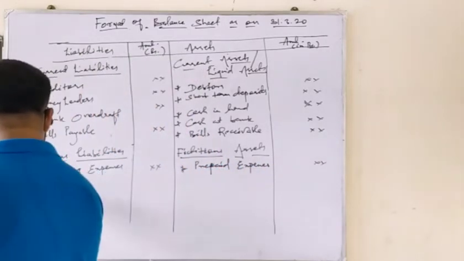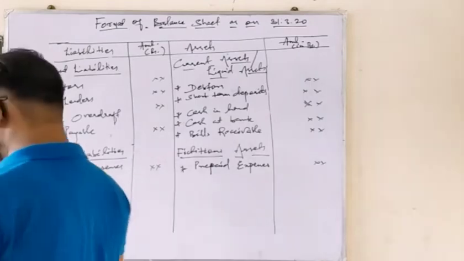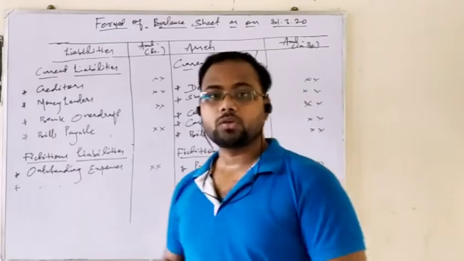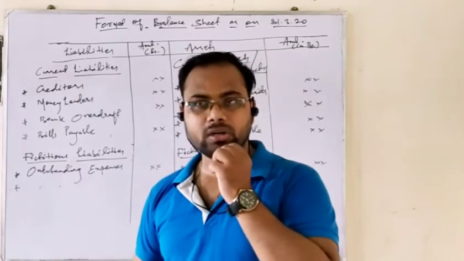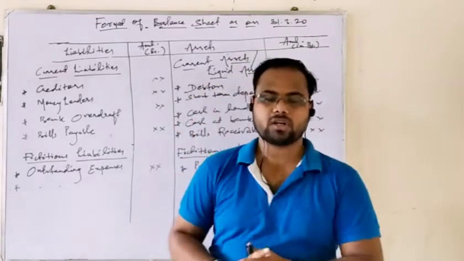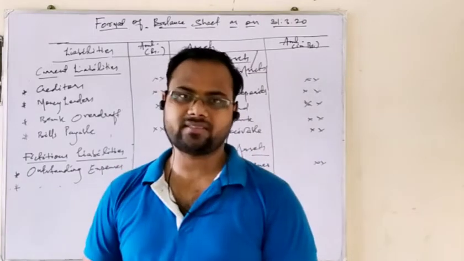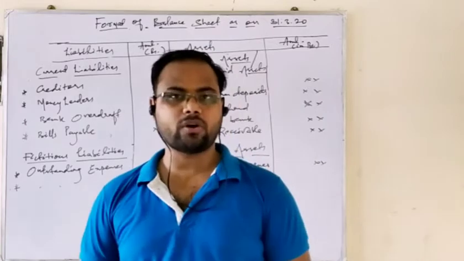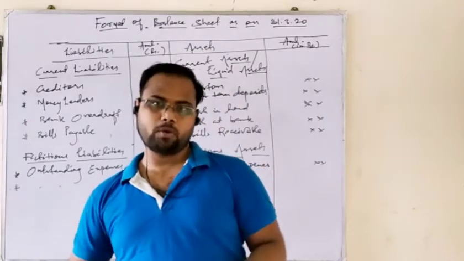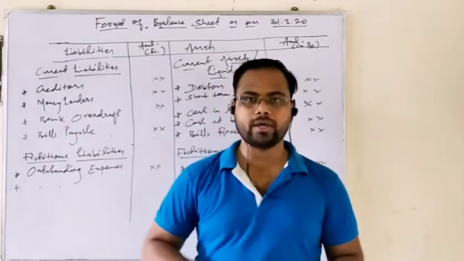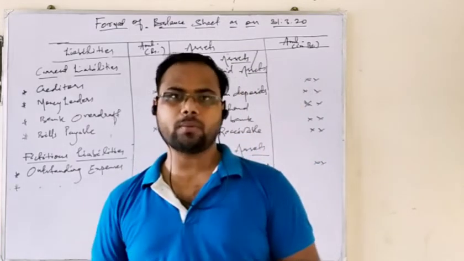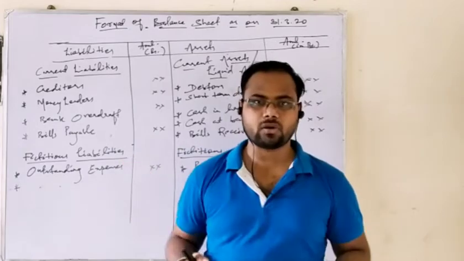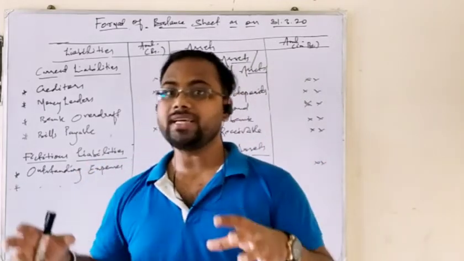Another example of fictitious liability is, for example, you are a contractor and you have to construct a building. The person who has hired you does not pay the full amount. For example, you are constructing a building worth 30 lakhs. So your client will pay you some amount for laying down the foundation of the building and starting the building work. For that purpose he gives you some amount in advance. That advance amount may be 10 lakhs or 5 lakhs.